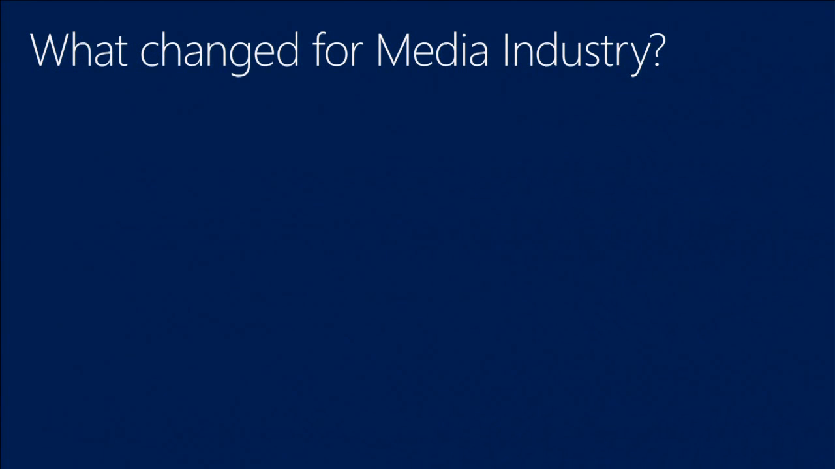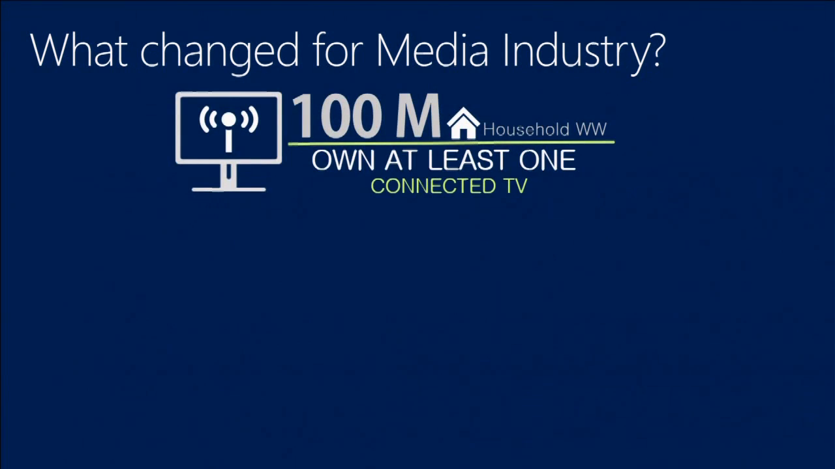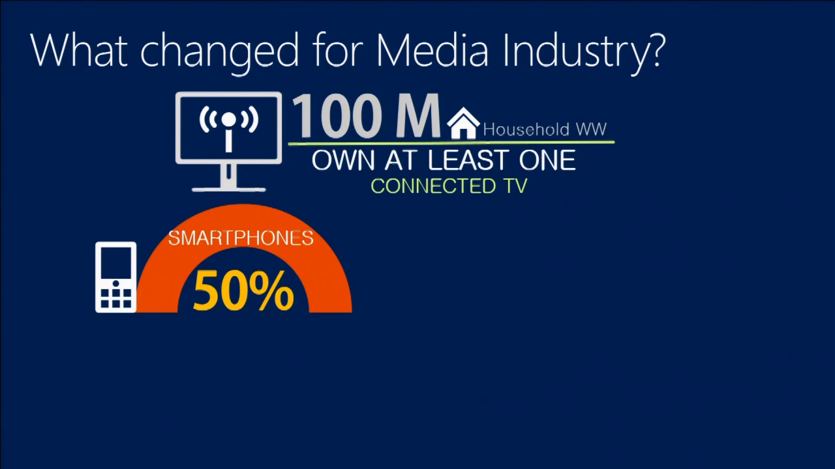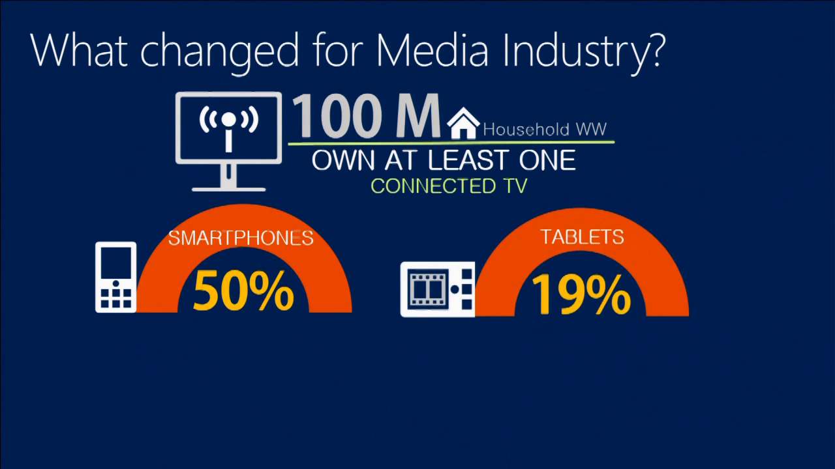Okay, so what was the change for the media industry recently? There have been a lot of changes. The devices are really different now. We have 100 million households that have at least a connected TV, which means a TV that can be connected to IP and connected to the internet. 50% of people worldwide have a smartphone, and 19% have a tablet.